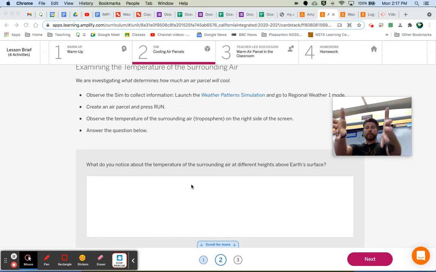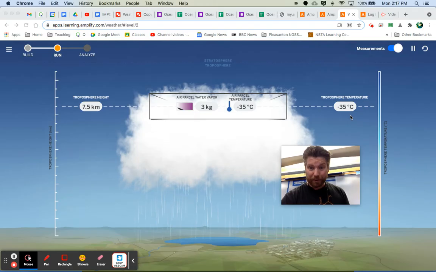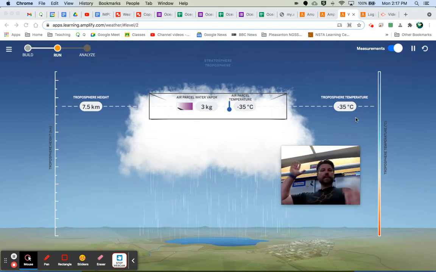Mr. Reagan, I think I know what it is. Great, what is it? Well, it looks like the higher you go in the troposphere, the colder it gets. Yeah, exactly. We started off down at the bottom at 15 degrees Celsius. Now we are at negative 35 degrees Celsius. Have you ever ridden in an airplane before? Maybe you have, maybe you haven't. If you've sat at the window seat, you may have noticed ice crystals actually forming on the edges of the outside of the window. That's because when you're way up high in an airplane, it's cold up there. It's really cold up there.